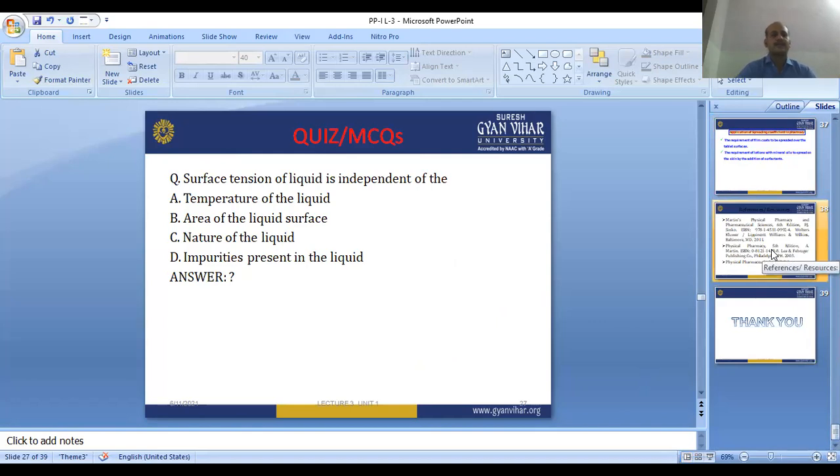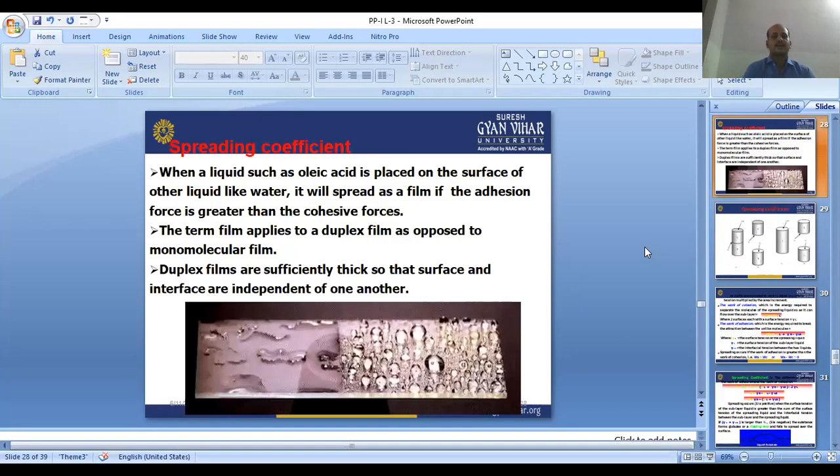So these are the different topics. Now, the spreading coefficient will be discussed in our next lecture, but just for introduction, we will discuss it in a very simple form, and then in detail in the next lecture. When a liquid such as oleic acid is placed on the surface of another liquid like water, it will spread as a film if the adhesion force is greater than the cohesive force. As I discussed, adhesion force and cohesive force.